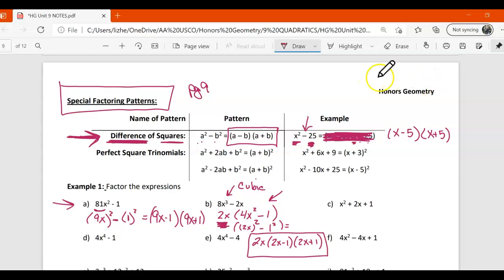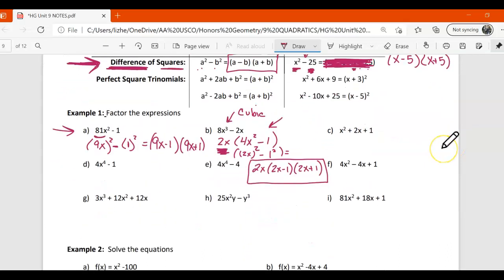All right, let's see if we can find one more to do. Let's do this one. This is also a difference of squares. x to the fourth is not a quadratic, it's a quartic. But this could be written as 2x squared squared minus 1 squared. So here's a perfect square, here's a perfect square, and we're subtracting. So it factors as 2x minus 1 times 2x plus 1.